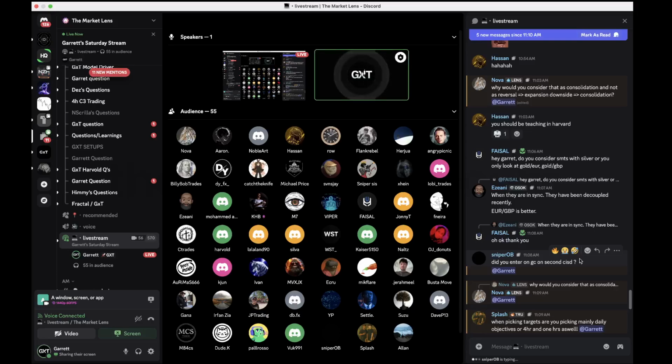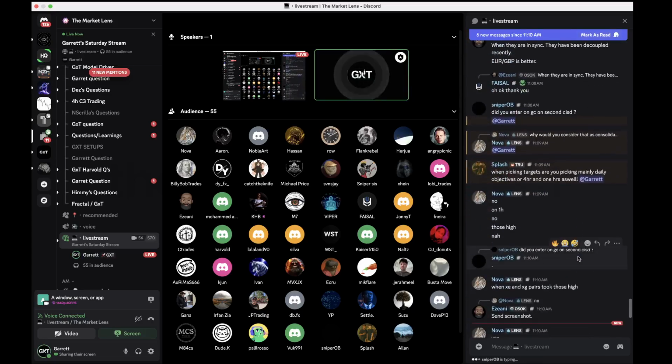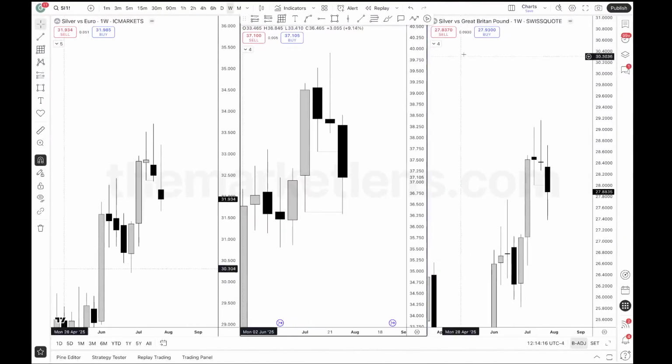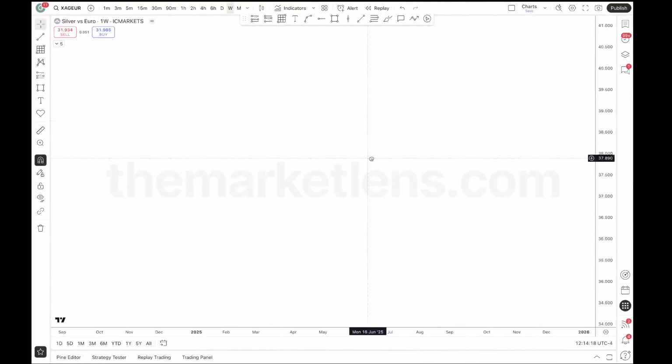Picking targets, are you picking mainly daily objectives? So yeah, I'm looking at the current day high and low, previous high and low, and then it would just be relevant swings, you know. And if there are no relevant swings, then maybe back within a range or something.